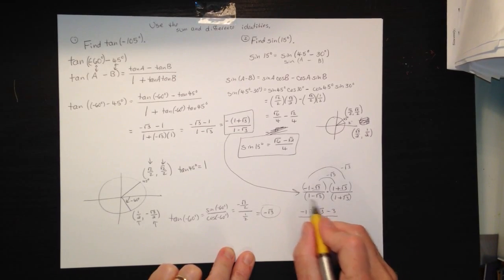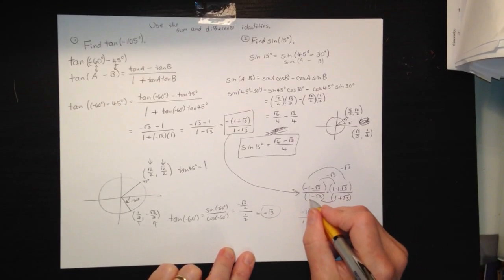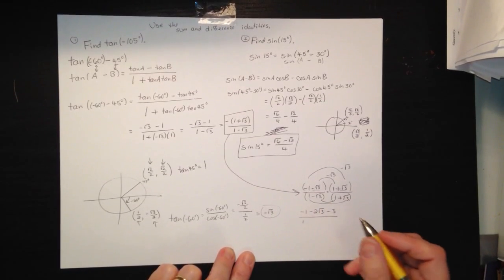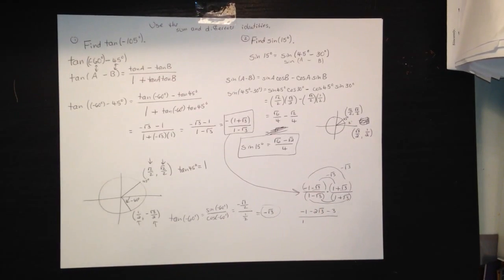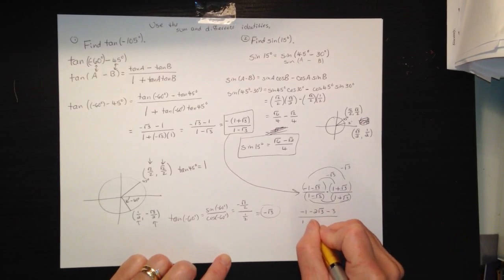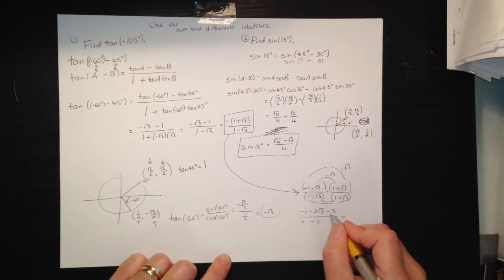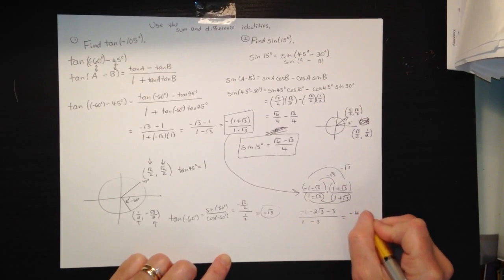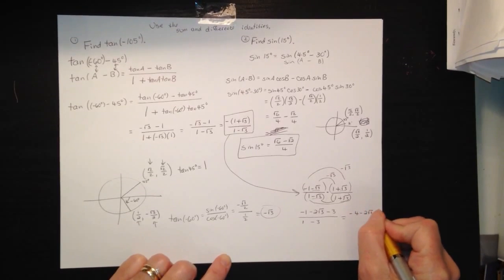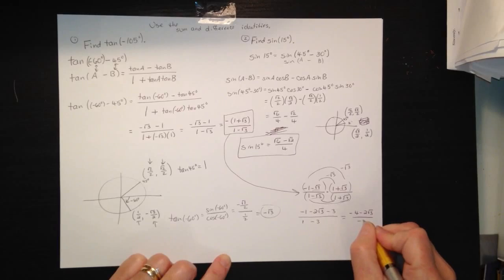In the denominator, 1 times 1 is 1. My inner is negative square root of 3. My outer is positive square root of 3. Those sum to 0 because they're conjugates. Negative square root of 3 times positive square root of 3 is a negative 3. In my numerator, negative 1 plus negative 3 is negative 4 minus 2 square root of 3. In my denominator, I have 1 plus negative 3, which is negative 2.